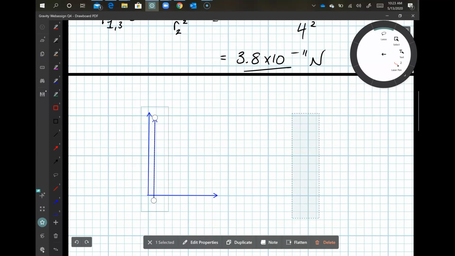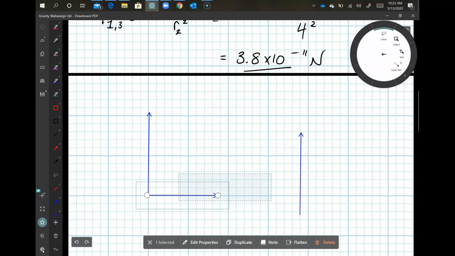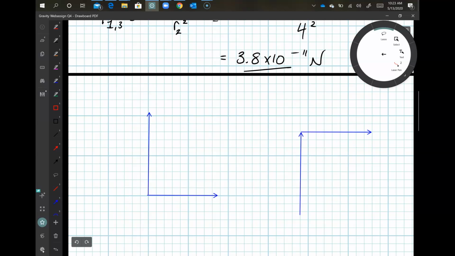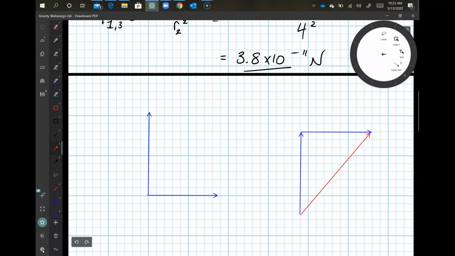Duplicate that one, put them over here. Take the second one and put it nose to tail. Oops, sorry, I didn't mean to actually move it. I want to duplicate it, so duplicate it. Put it over here, nose to tail with the first one. Well, the answer to a vector addition is always the line you get when you go from the very beginning to the very end. So what we're trying to do is find the length of that red line and then later on the angle of it.